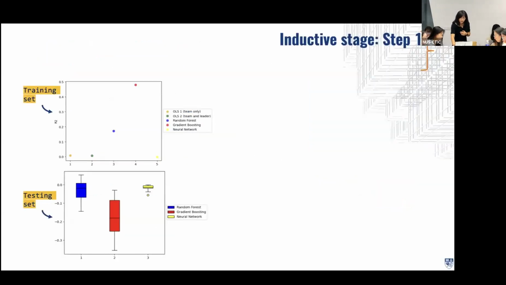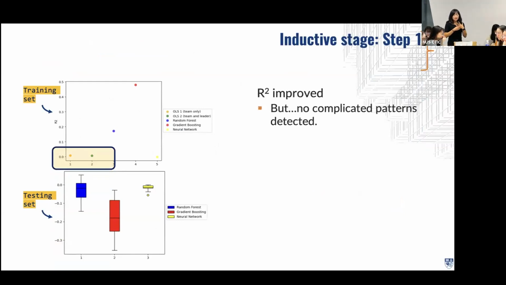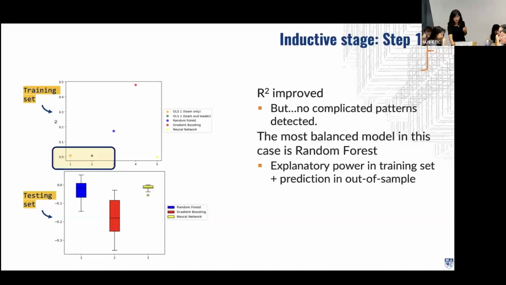The first thing that we found was that in the training data set, we did see improvement in R-square, but not a lot of really complicated patterns were detected using the model. In fact, what we really found was the most balanced model, because we care about both the training and the test data set in sample A. Our goal is to find something that can predict out of sample accuracy really high. The best model we found was actually random forest. At some point, we're going to step in and say, okay, what do these patterns actually mean? We want something that's actually interpretable as well.